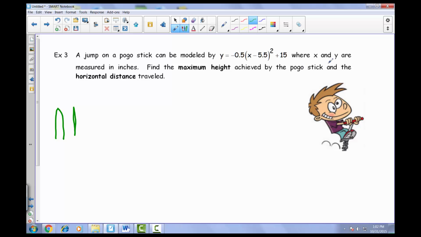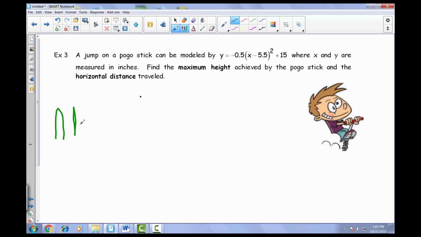Now again, x and y represent these distances. This change in x right here, from the first point to the final one when you landed, represents some distance. And likewise, there's some height that you went up on your pogo stick. Sometimes you go a little higher, sometimes a little shorter, depending on how good your pogoing skills are. Now, to find the maximum height achieved by the pogo stick and the horizontal distance, it's going to come down to graphing this.